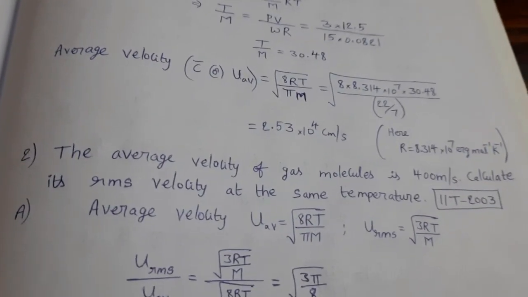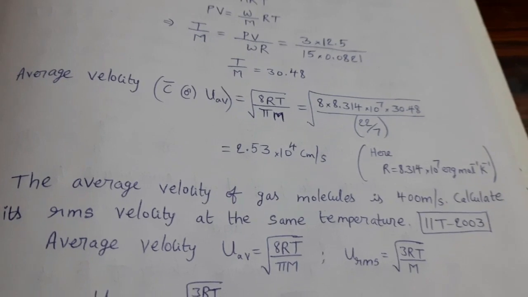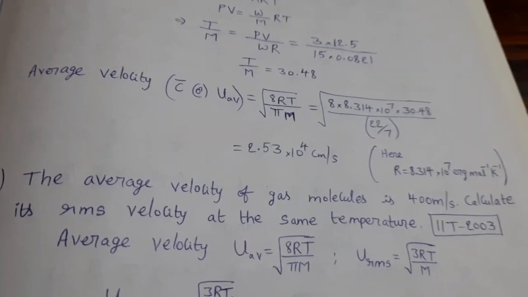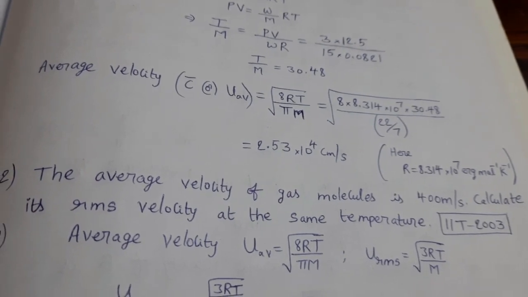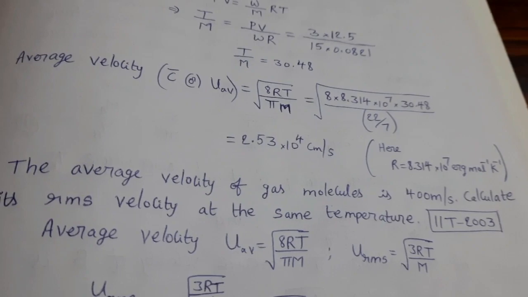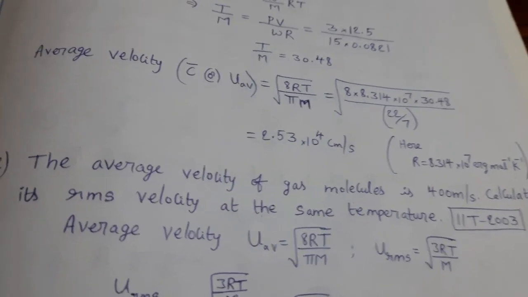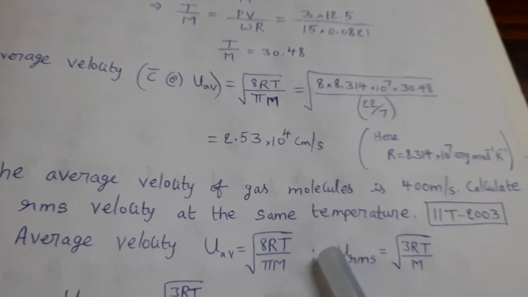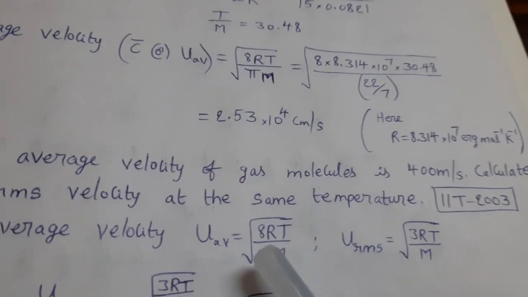Next, the average velocity of gas molecules is 400 meter per second. Calculate its RMS velocity at the same temperature. This question was given in 2003 IIT exam. Simple question. Say this. Average velocity is given. RMS velocity we should find out.